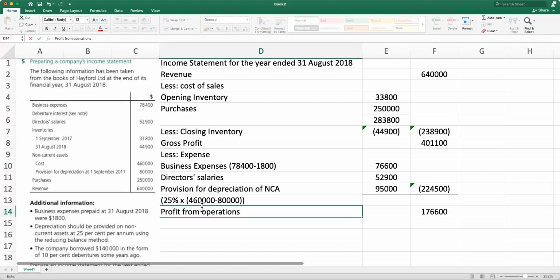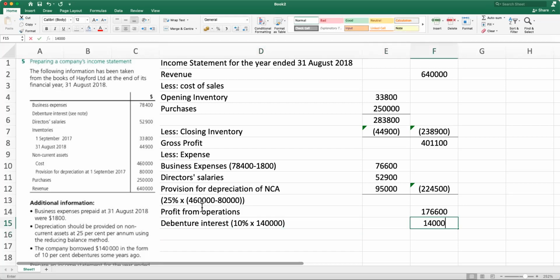It has not been your profit for the year. What we need to do is calculate our debenture interest. It's written down at the bottom here, 140,000 in the form of 10% debentures some years ago. So your debenture interest should be 10% of 140,000. So it should amount to 14,000 here, and it should be in the bracket, 14,000. So 176,600 minus 14,000 should be 162,600.